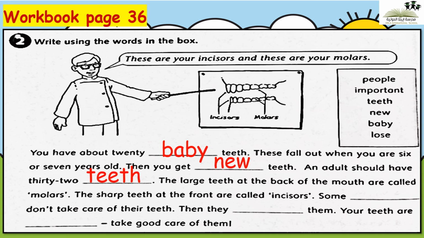The large teeth at the back of the mouth are called molars. The sharp teeth at the front are called incisors. Some people don't take care of their teeth. Then they lose them. Your teeth are important. Take good care of them.